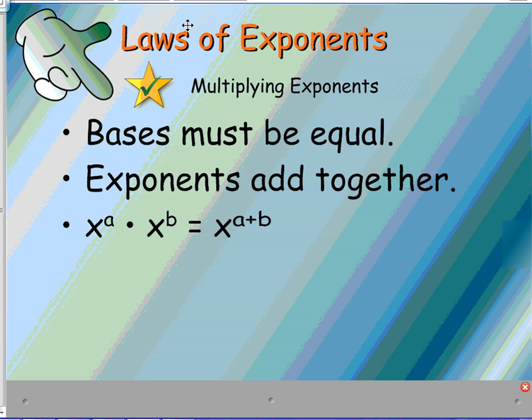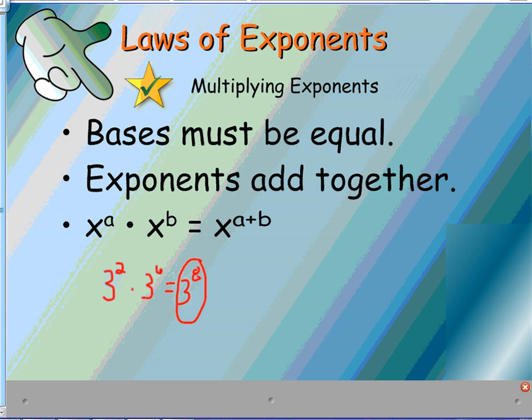So, for example, let's say I have 3 squared times 3 to the 6th power. I can turn that into 3, keep my base the same, and then add 2 plus 6, which would be 8. So my answer would be 3 to the 8th power.